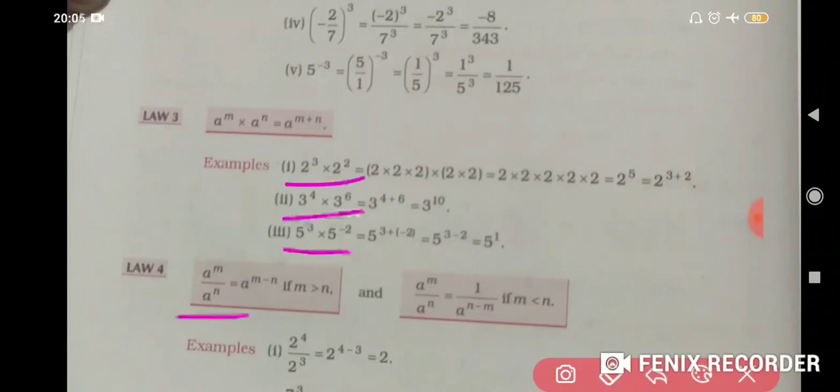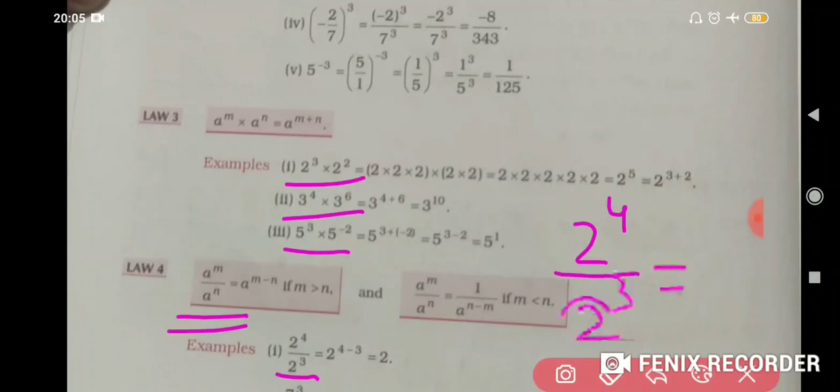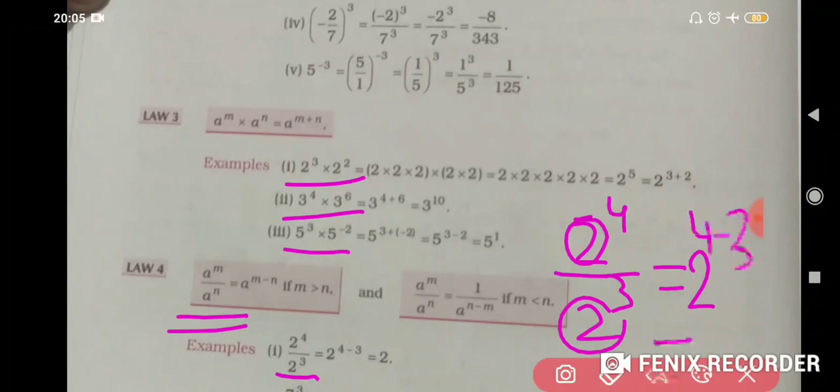The powers will add when the base is the same, just see 2, 2, 3, 3, 5, 5. Okay, and in division, the power will be subtracted. For example, here, just see 2 to the power 4 upon 2 to the power 3. Division. Just see this base is the same. So in divide, what will happen? The power will be subtracted. 4 minus 3, what will you get? 2 to the power 1. Understood?